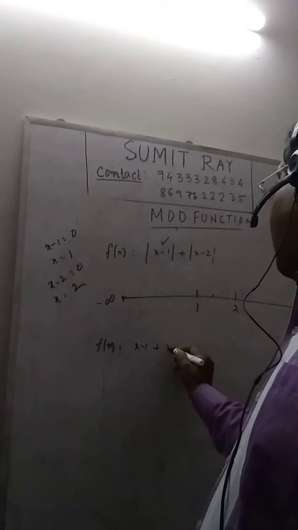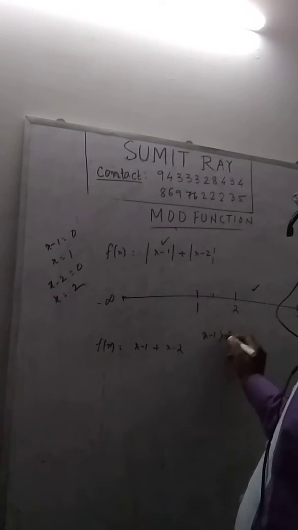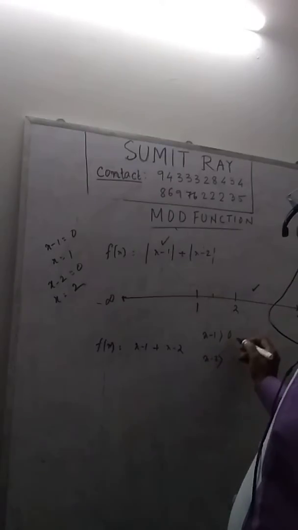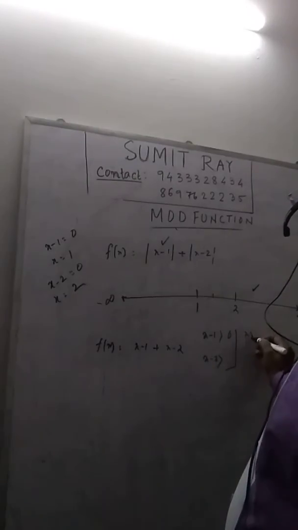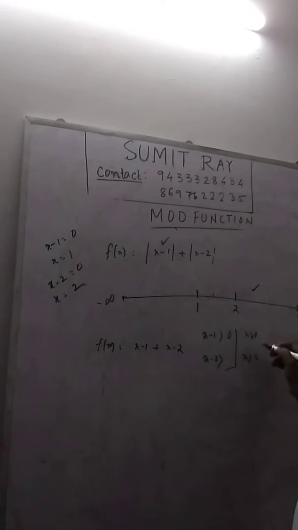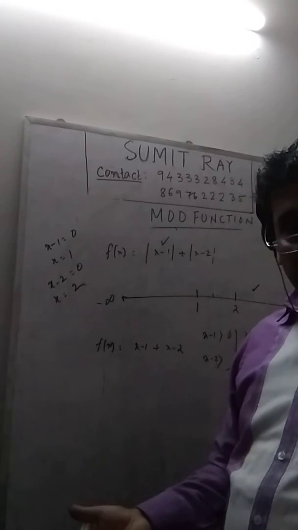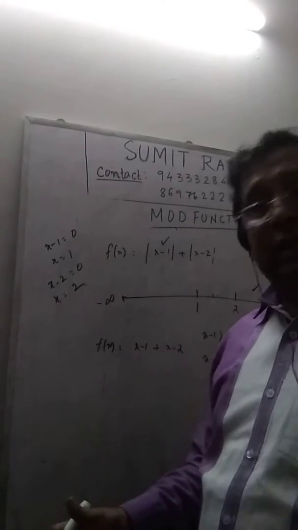x minus 1 plus x minus 2. Because if x minus 1 is positive and x minus 2 is positive, these imply x is more than 1 and x is more than 2, and both together imply x is more than 2. So that means x is more than 2.